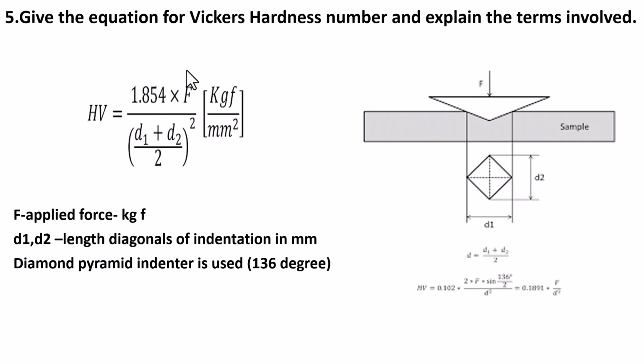We can find the hardness value using the Vickers hardness. In this case, you have to remember that a diamond pyramid indenter is used and the angle of the indenter is 136 degrees.